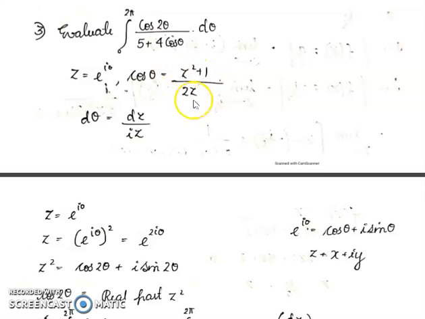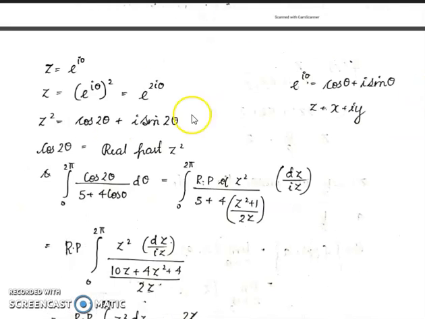e raised to iθ, cos θ is (z square plus 1) by 2z, and dθ is dz by iz. Now z is equal to e raised to iθ. Let us find z square. z square is e power iθ the whole square, that is e power 2iθ.